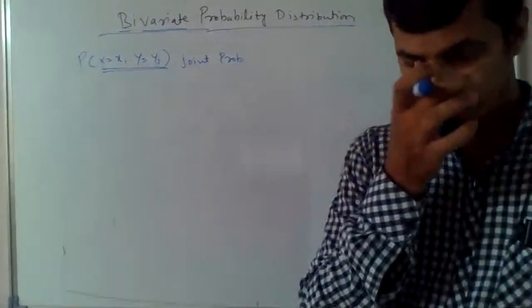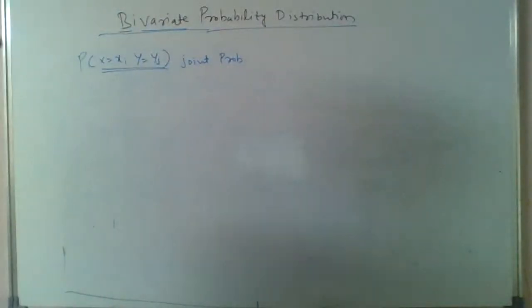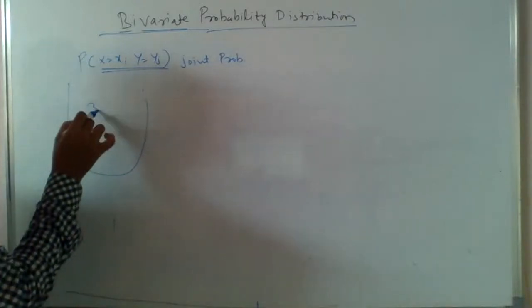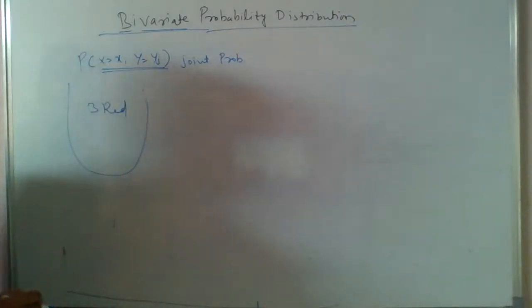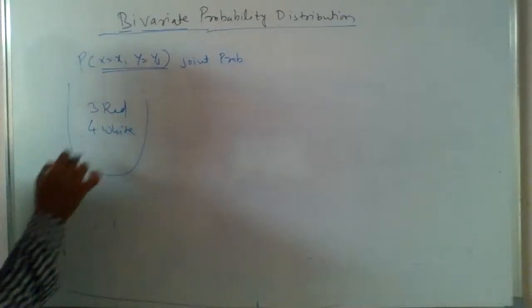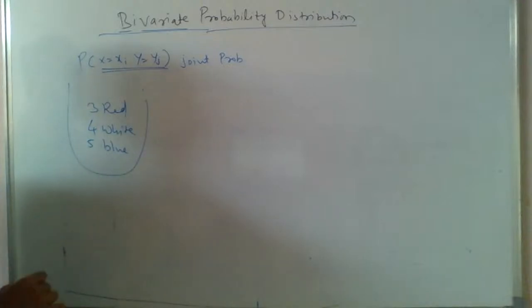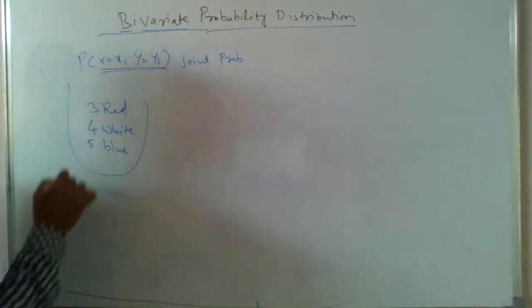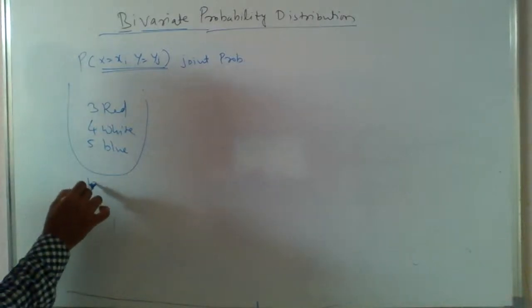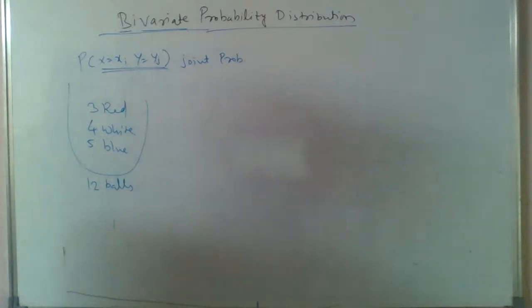Suppose that we have one bag which contains three red balls, four white balls, and five blue balls. So there are 12 balls.